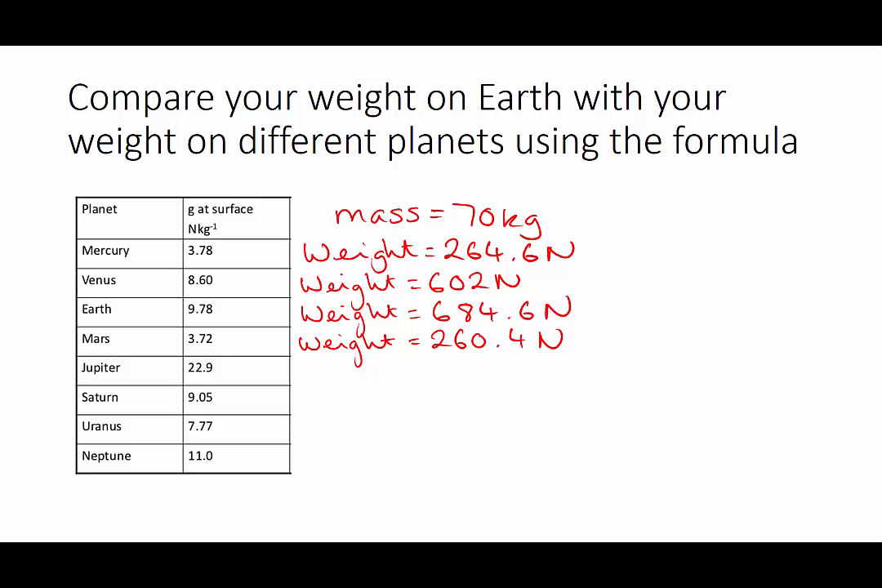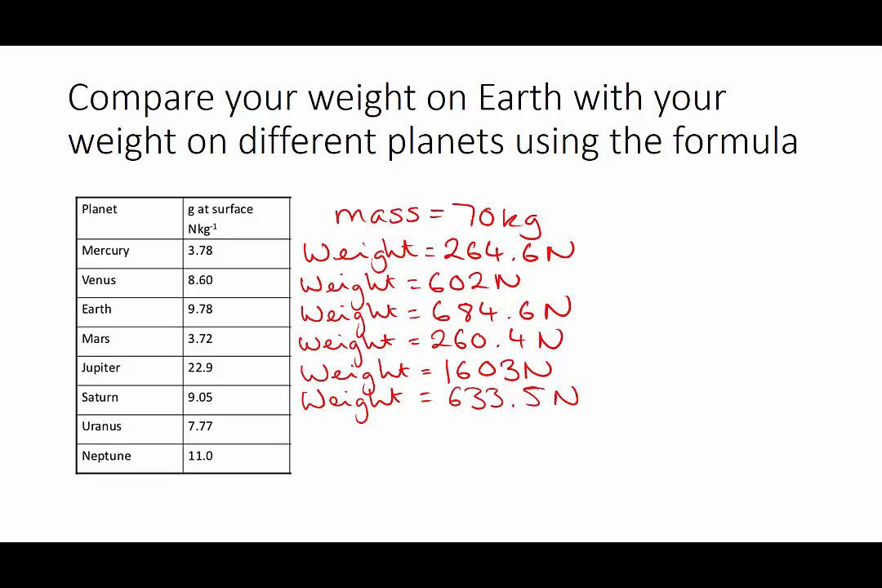Jupiter, as I said earlier, much stronger gravitational field strength, 22.9 newtons per kilogram. So 22.9 times 70 gives me a weight of 1,603 newtons, which is why my body wouldn't cope very well with that. Saturn, actually quite similar to Earth, because even though it's very big, it's not very dense. So the gravitational field strength there is only 9.05, giving me a weight of 633.5 newtons.